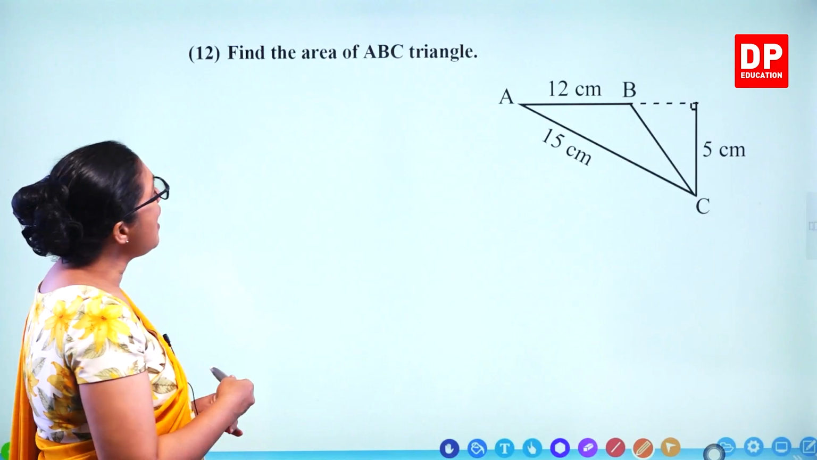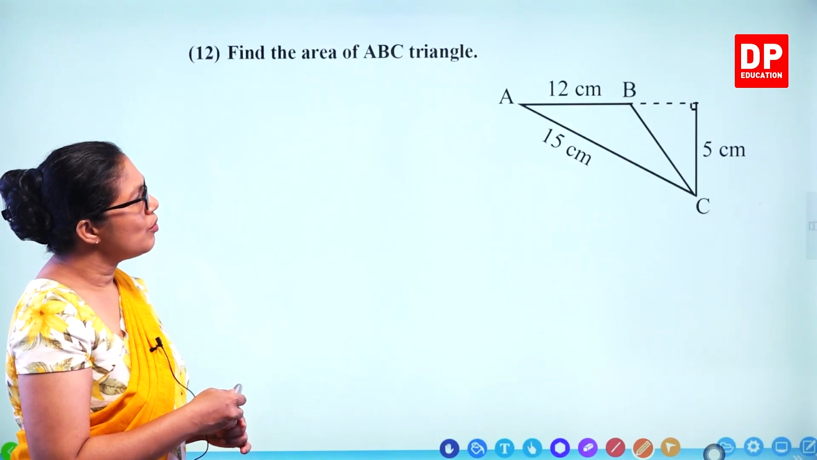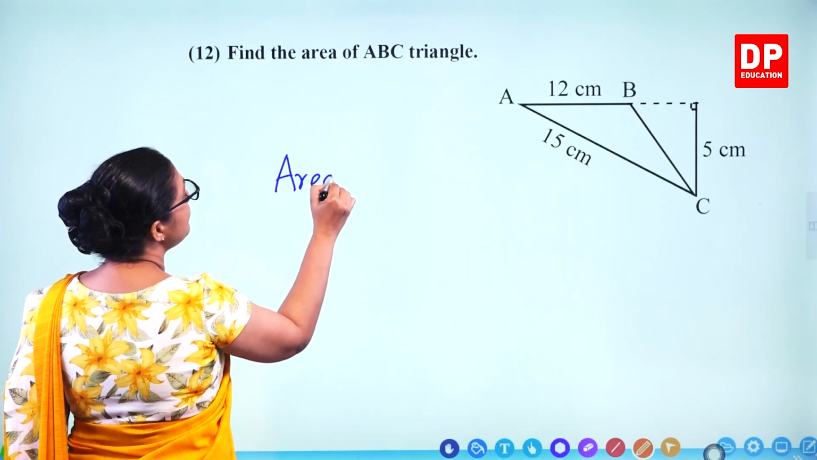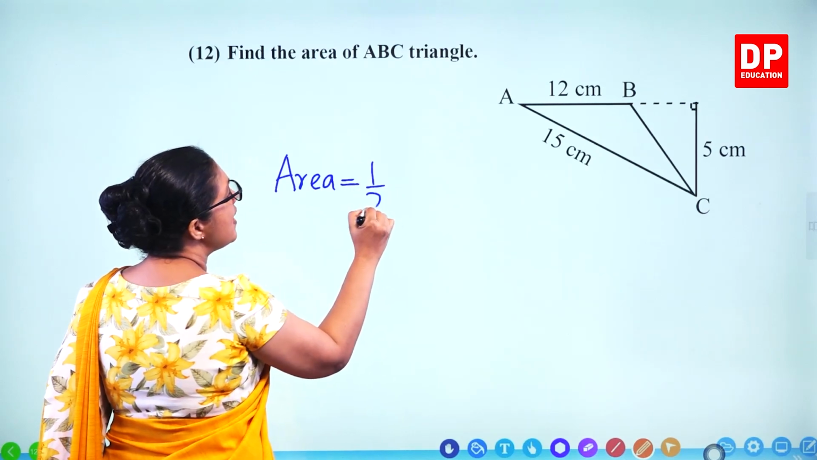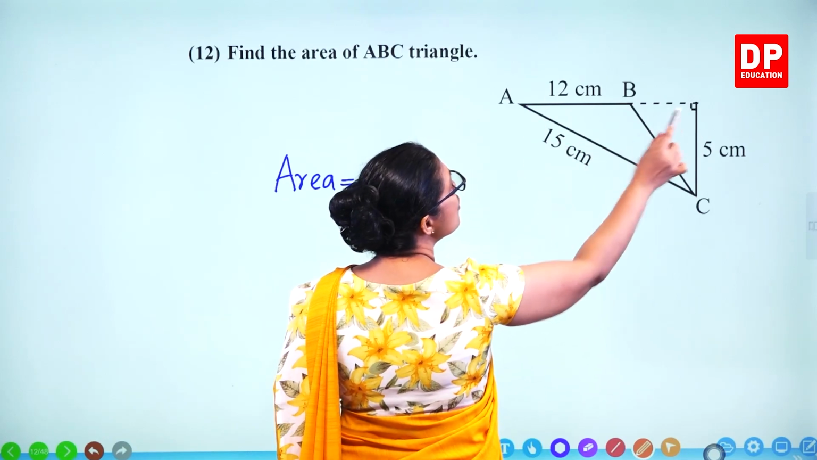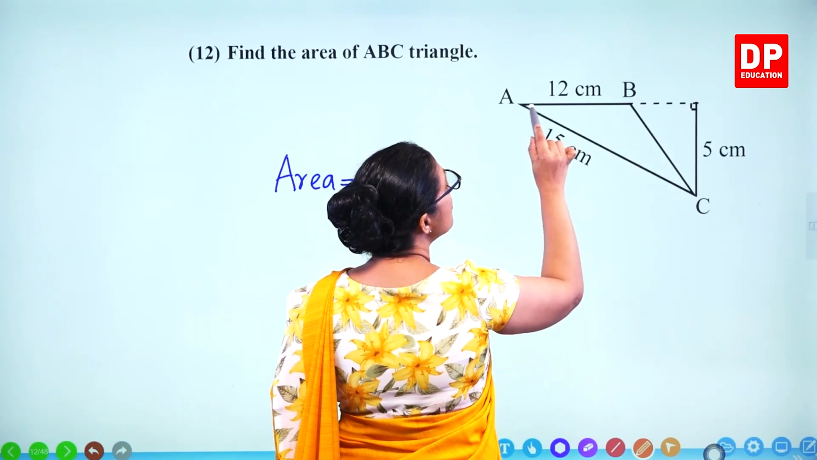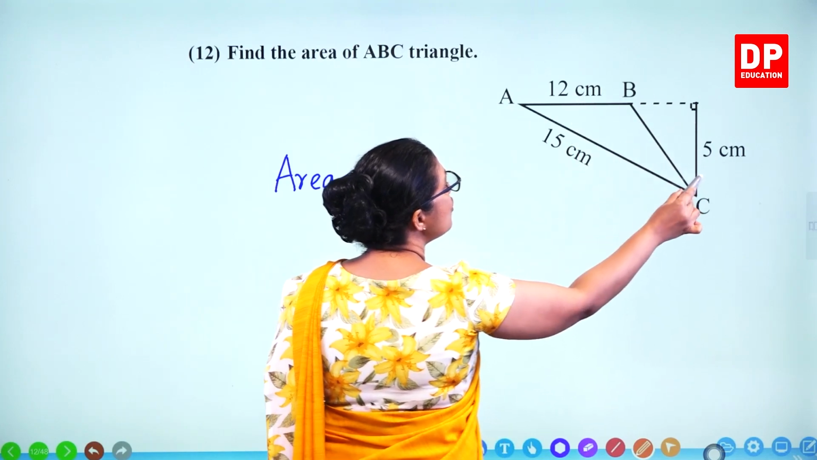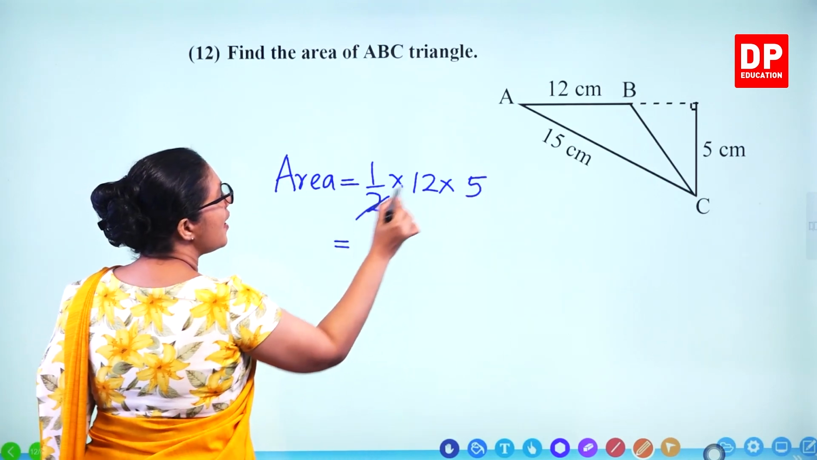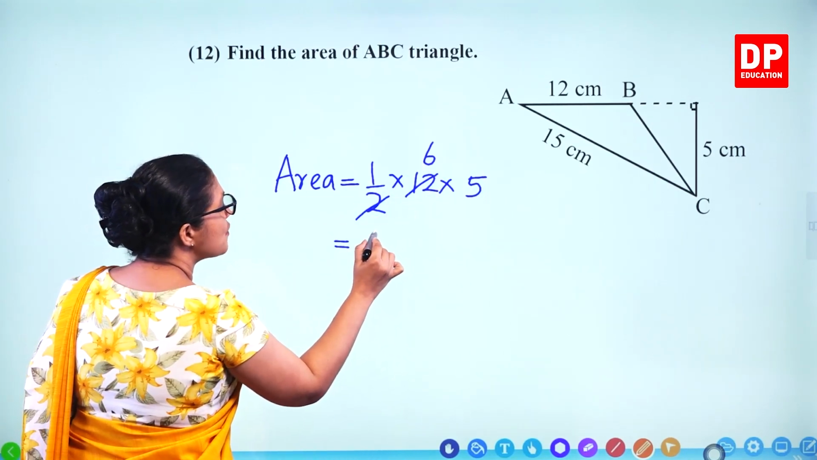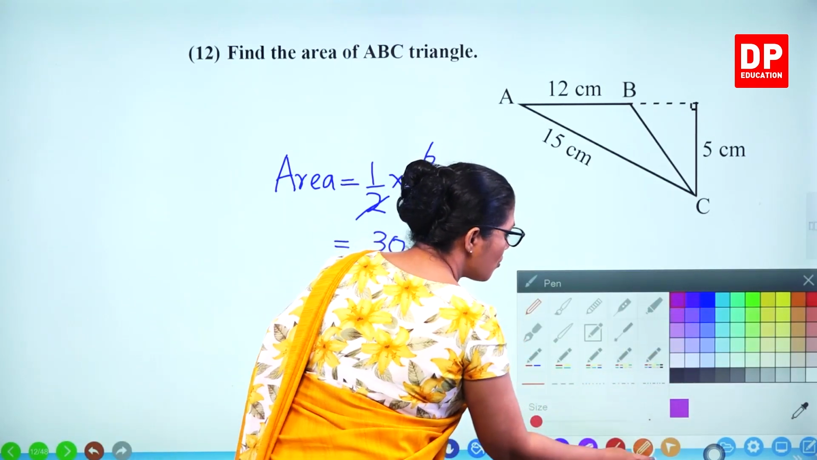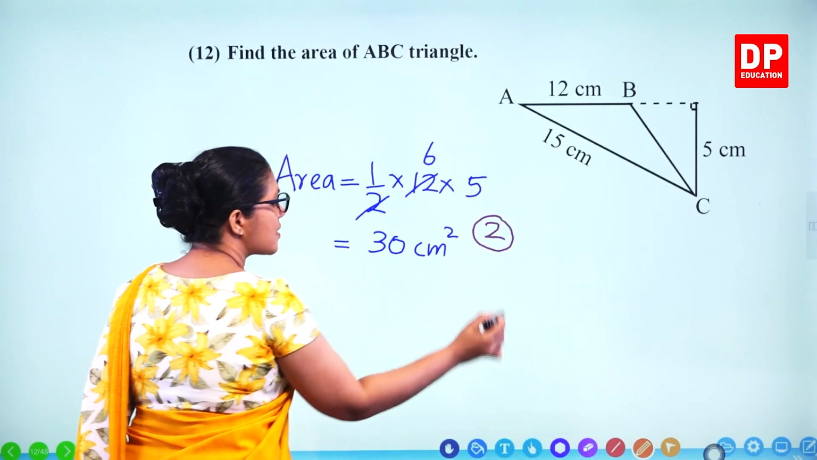Question number 12. Find the area of triangle ABC. So what you do, this is an obtuse angle triangle. So the area becomes half into base into perpendicular height. Now can you see, this is the perpendicular height to this base. So 12 into 5, so simplify 2 times 6. 6 times 5, 30 square centimeters is the area of the triangle. So you get 2 marks.